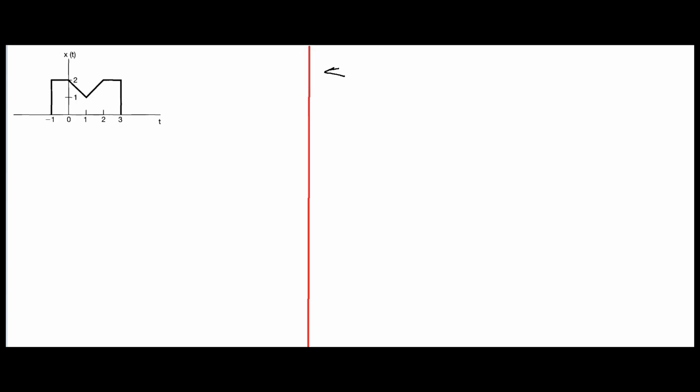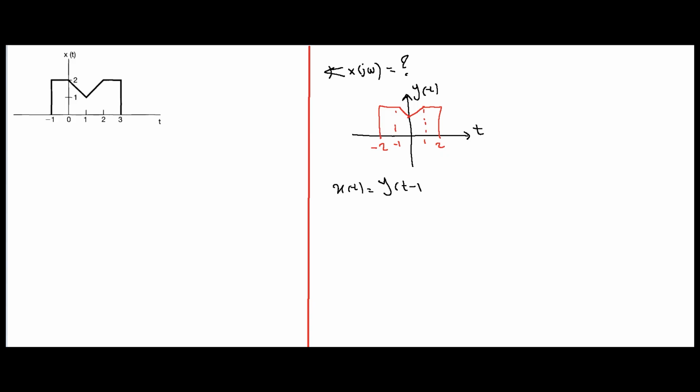phase of X(jω). To find the phase of X(jω), we first define a signal y(t) in this form, from -2 to +2. Now, if we want to express the signal x(t) in terms of the signal y(t), if you pay attention, shifting y(t) 1 unit to the right results in the signal x(t). Therefore, x(t) equals y(t-1). Now we take these signals into the Fourier transform domain.